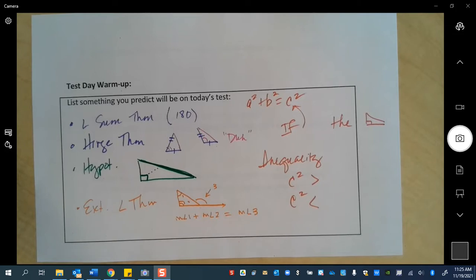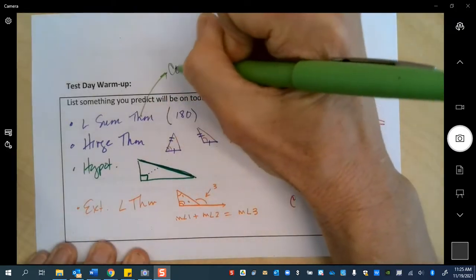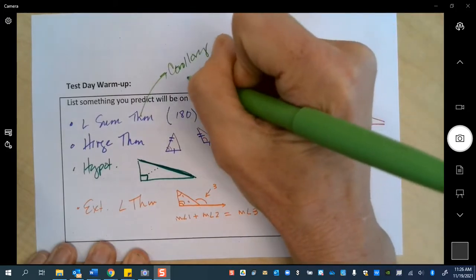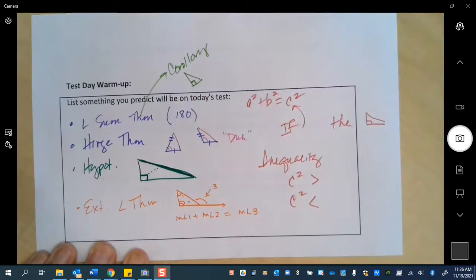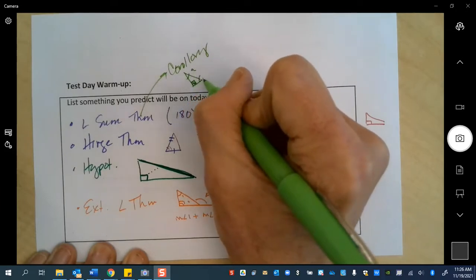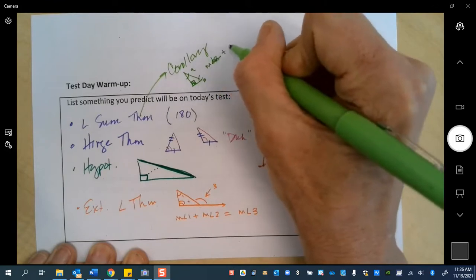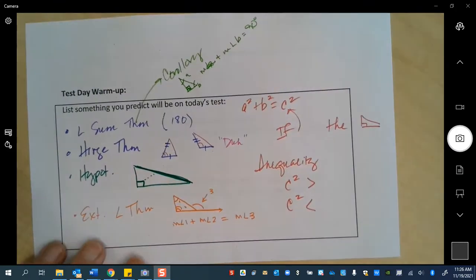Yeah, your corollary. And that one goes with the triangle sum theorem. This is our corollary, C-O-R-O-L-L-A-R-Y. The corollary of the triangle sum theorem has to do with these right angles. It says if you have a right angle, then I know that the measure of angle A plus the measure of angle B is 90 degrees. I don't have to worry about the 180. What else is on the test?